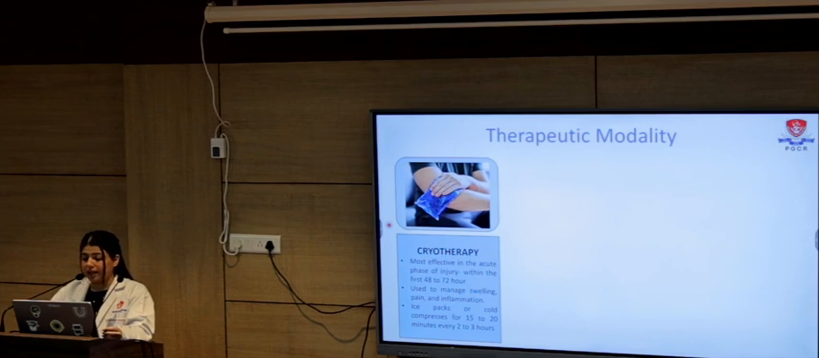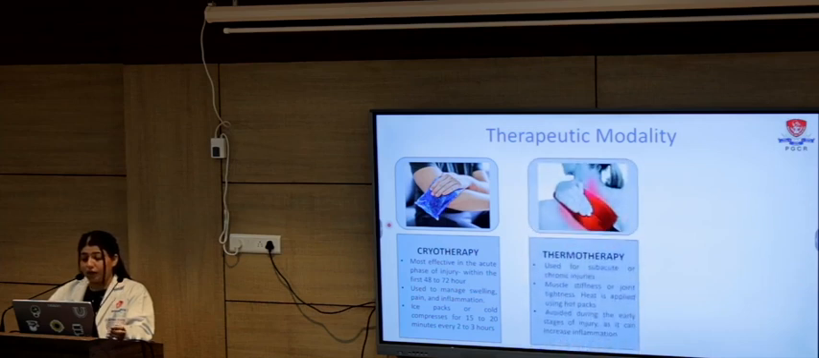It involves applying ice packs or cold compress for 15 to 20 minutes every 2 to 3 hours, always with a protective barrier like a towel to avoid frostbite. In contrast, thermotherapy, which is also known as heat therapy, is used for subacute or chronic injuries, particularly when dealing with muscle stiffness or joint tightness.